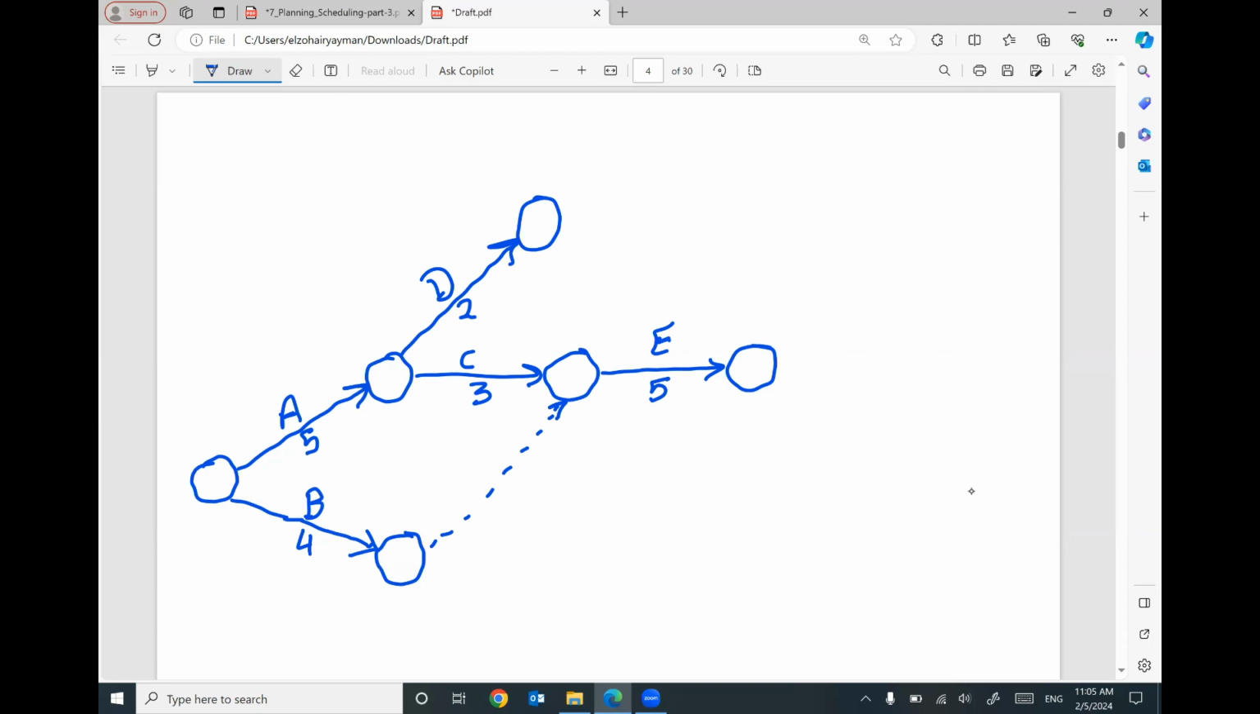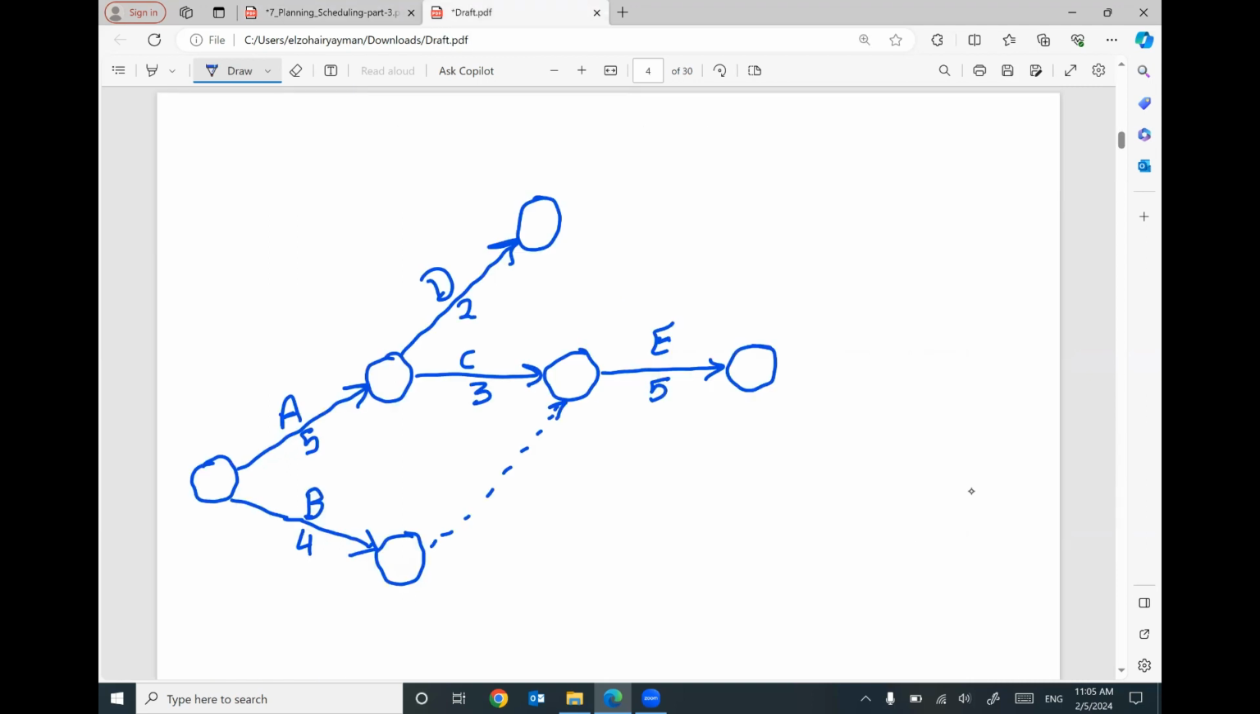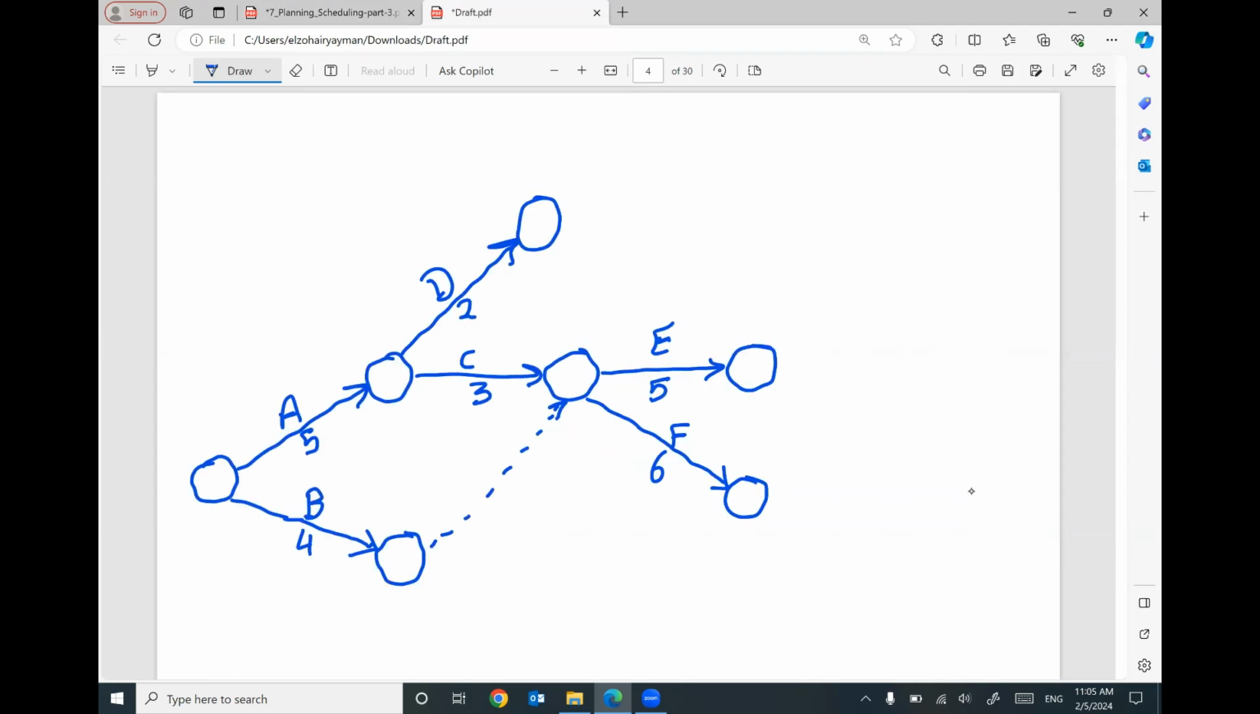That makes sense? I think F also has predecessors B and C, with a duration 6. So if you draw activity F like this, with a duration 6, it will also have predecessor C, and based on this dummy activity, B also. That makes sense?